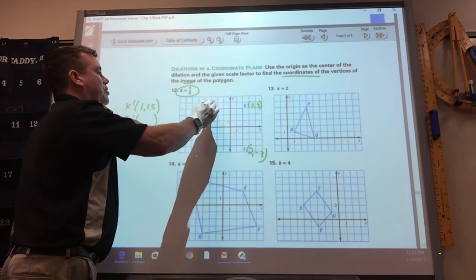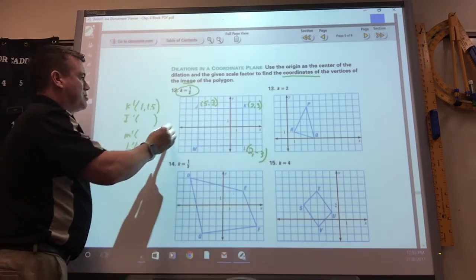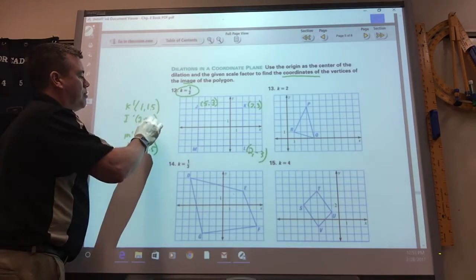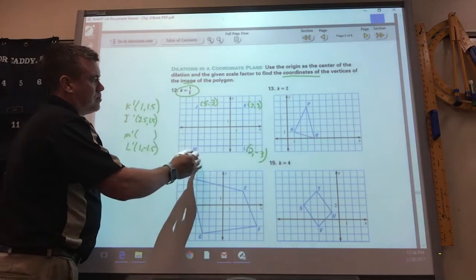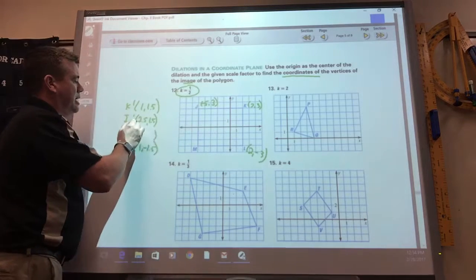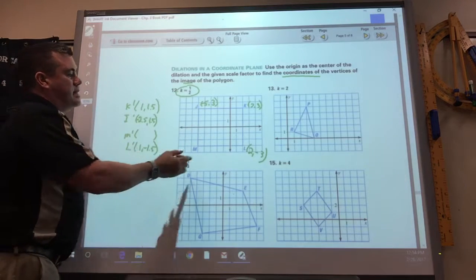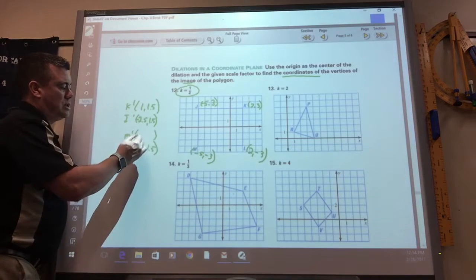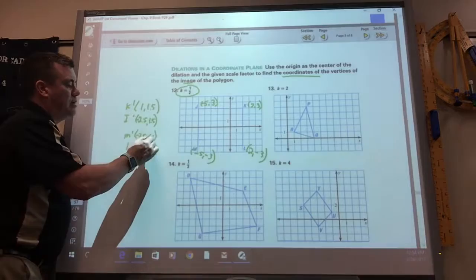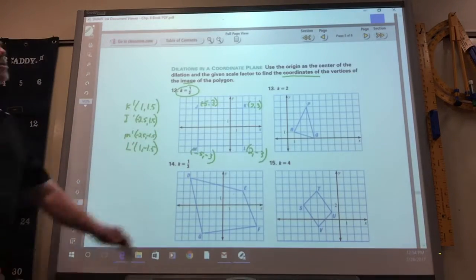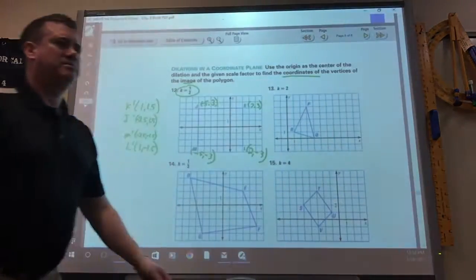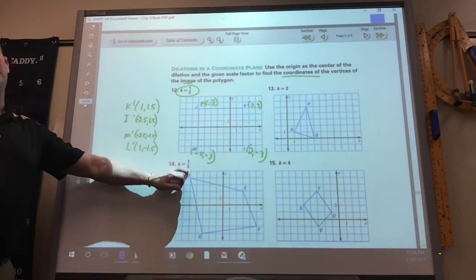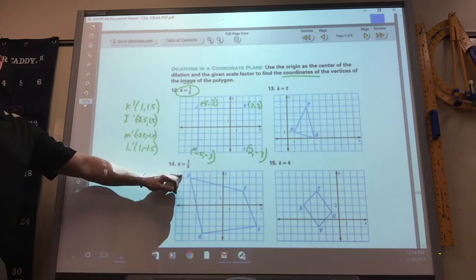This is 5, 3, so half of 5 is 2.5. Half of 3 is 1.5. Oh, this is negative, sorry. So that's a negative 2.5. And this one's negative 5, negative 3. So it's negative 2.5 and negative 1.5. So you just take each coordinate times the scale factor. Remember, taking times a third is the same as dividing by 3.